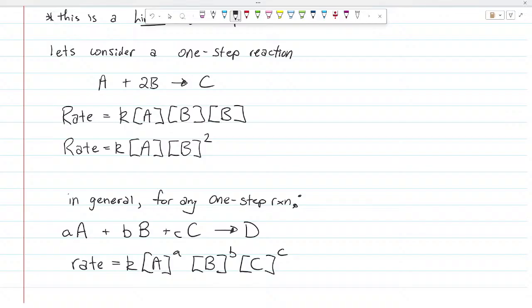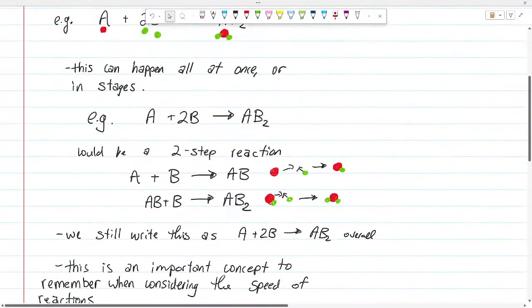Why? We're saying that it's all happening at once. One step means it's not happening in stages. It's happening all in one step. Does that make sense? So up above, this we said wasn't a one-step reaction.